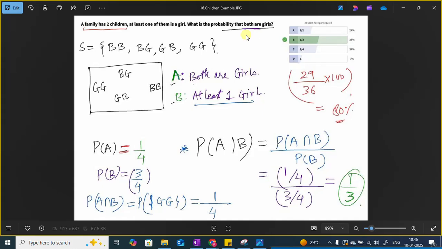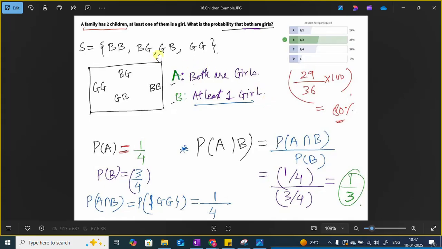Clear? Now see, as I told you, the sample space, the possibilities may be these four cases: two boys, two girls, or one boy one girl. That may be boy first then girl, or girl first then boy. Four possibilities are there. Fantastic. Now I'm taking two conditions. First condition A is both are girl. B is at least one girl.